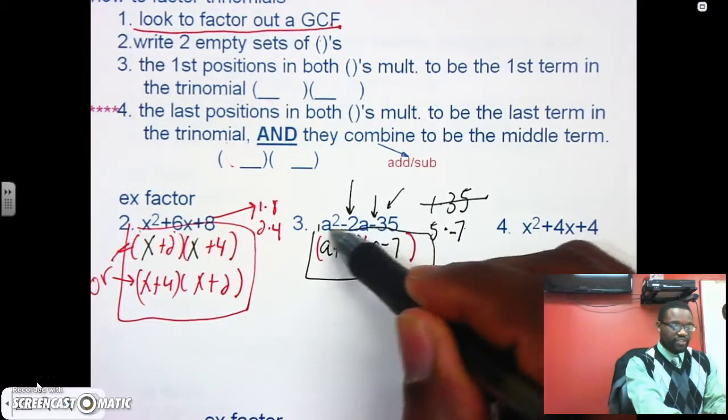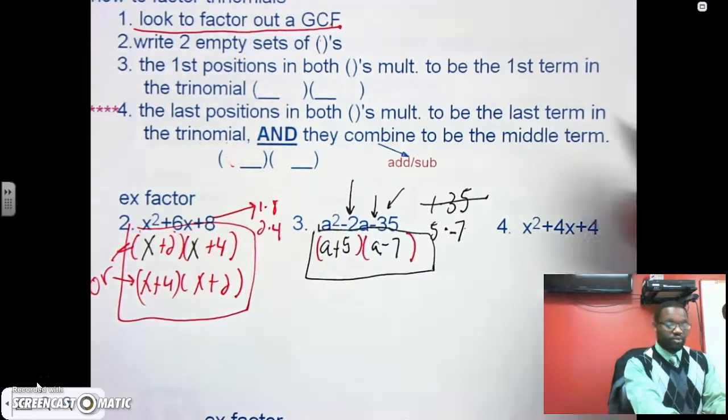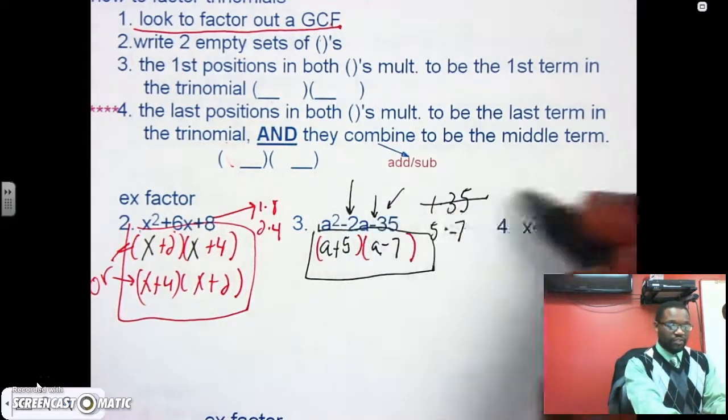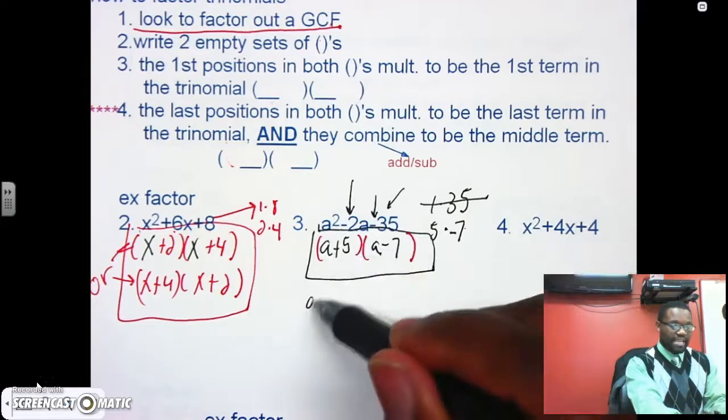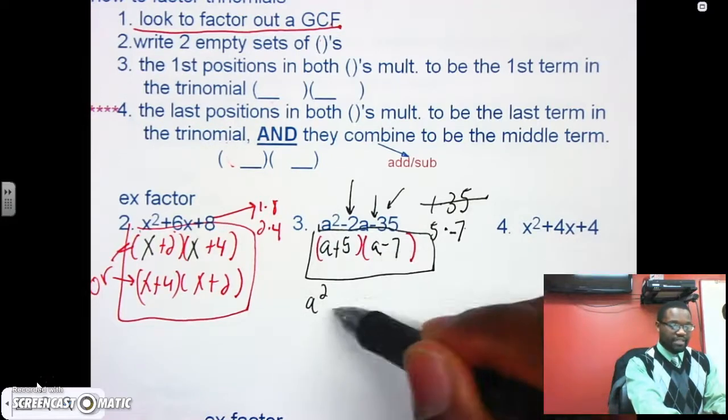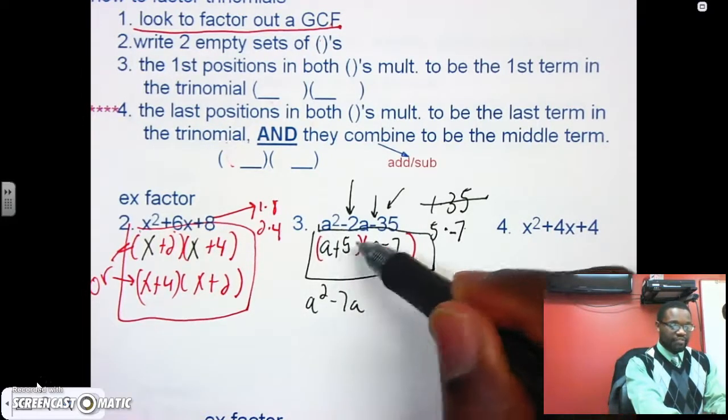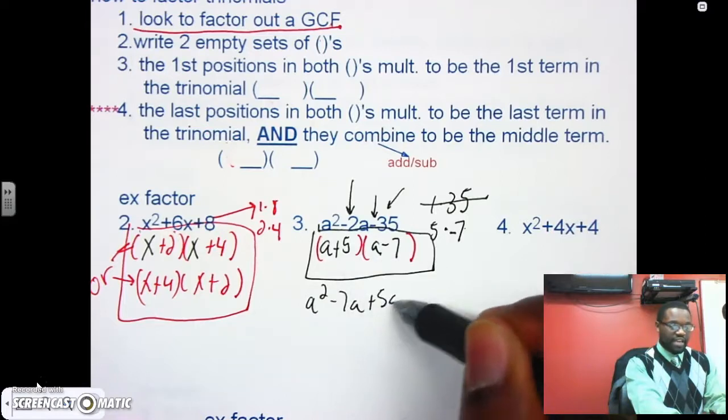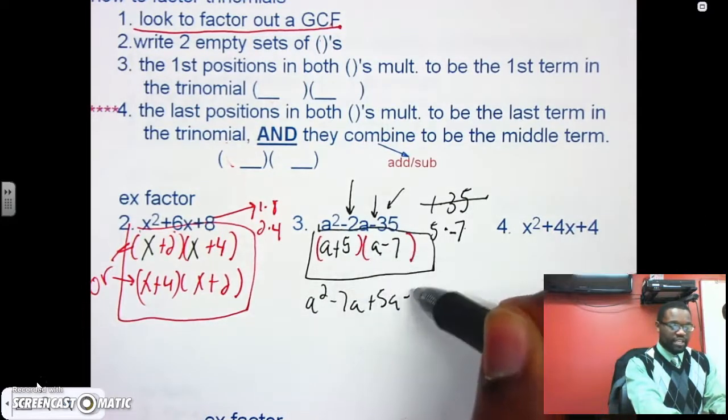That's how that factors. And if you ever wanted to, you can multiply it out or FOIL it back out to see if it works. A times a is a squared. A times negative 7 is negative 7a. 5 times a is 5a, and 5 times negative 7 is negative 35.